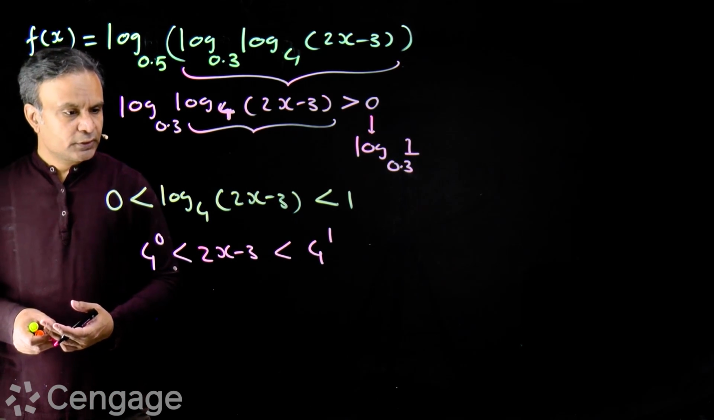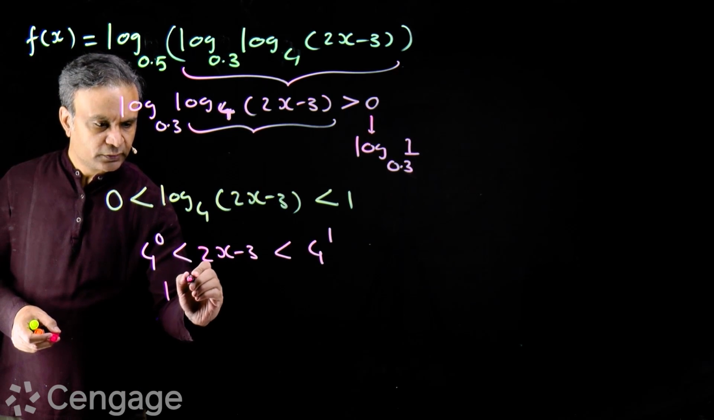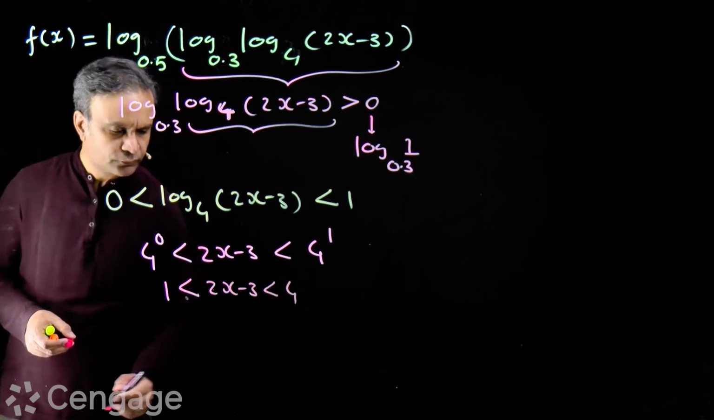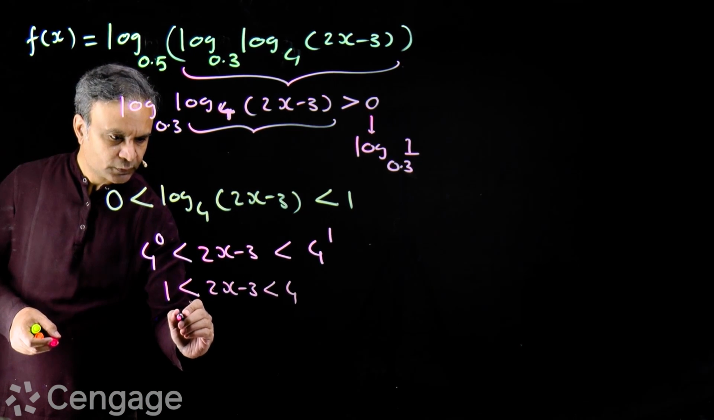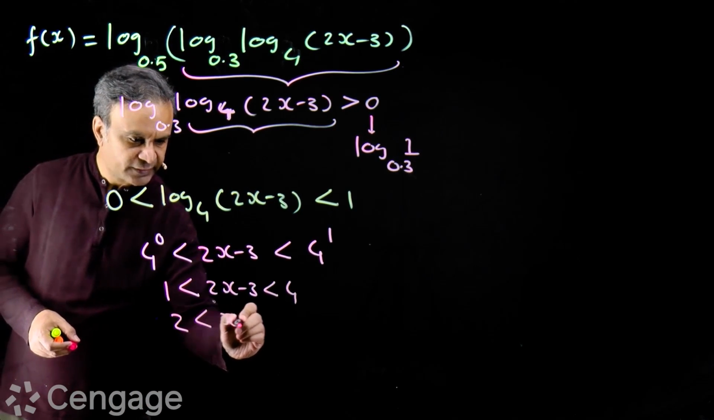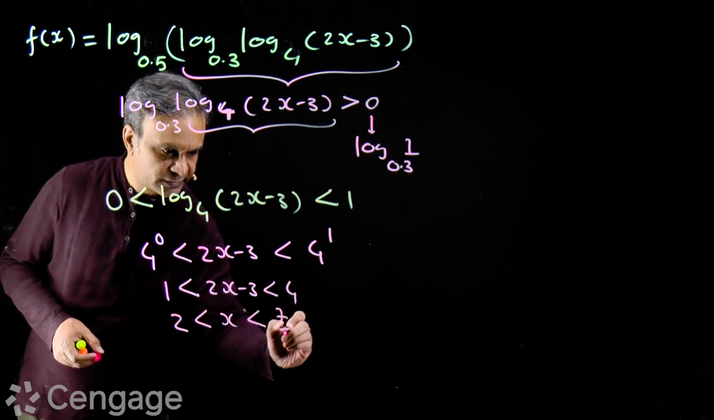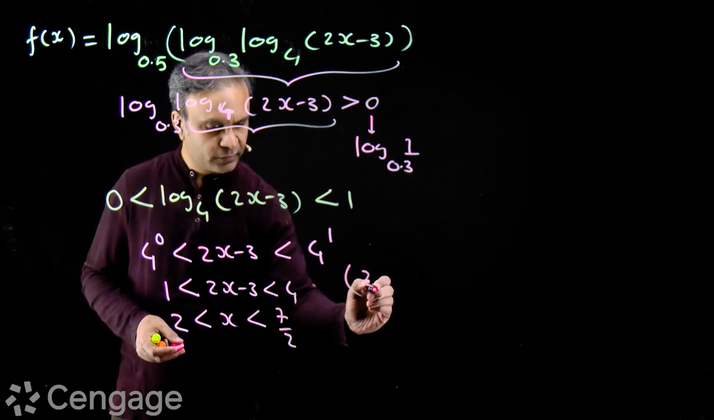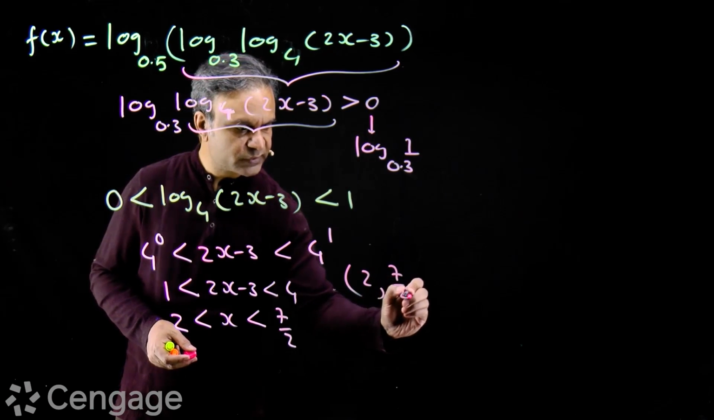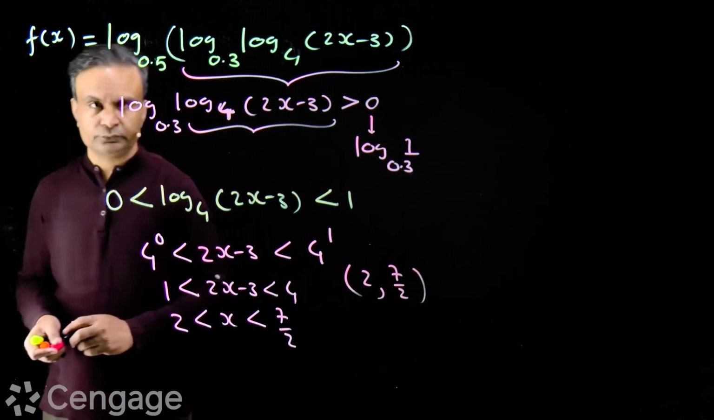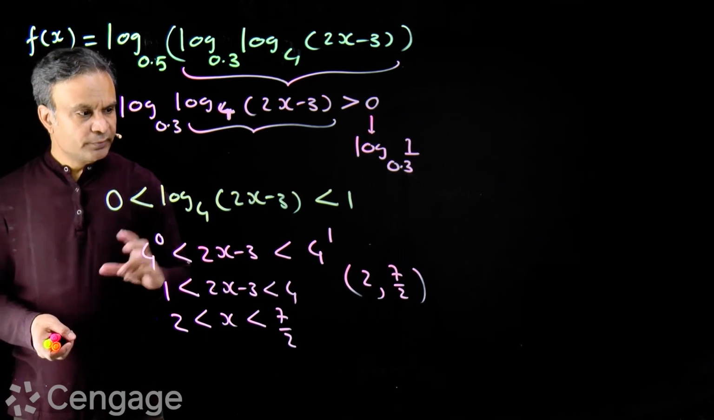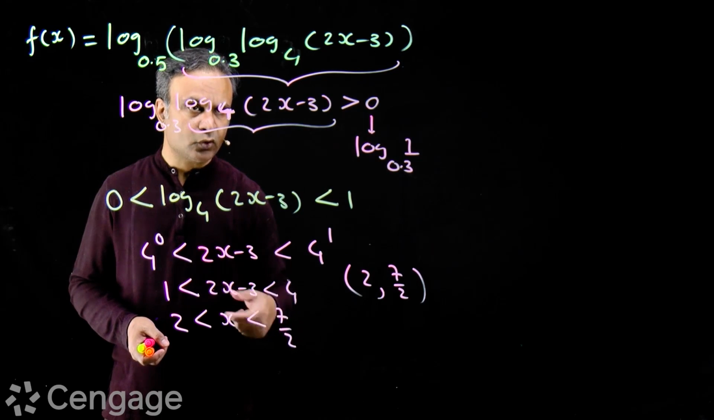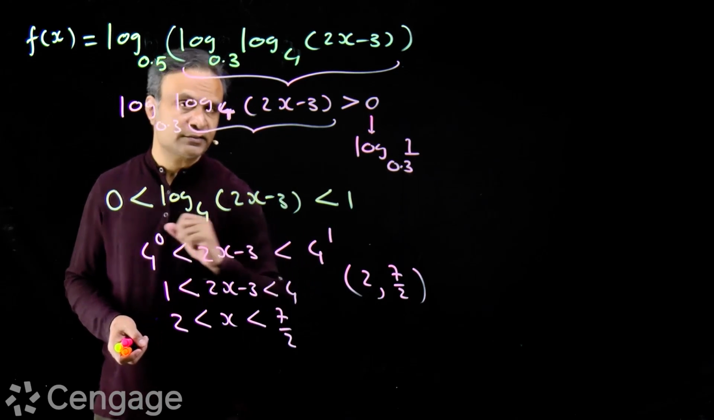ठीक है, so we get 1 less than 2x minus 3 less than 4. From this we get 2 less than x less than 7 upon 2. ठीक है, domain of function will be open interval 2 to 7 upon 2. ठीक है, समझ में आ गया. तो हमने यहाँ पे दोनों केसेस ले लिए. We consider both the cases, base more than 1 and base less than 1. Okay.